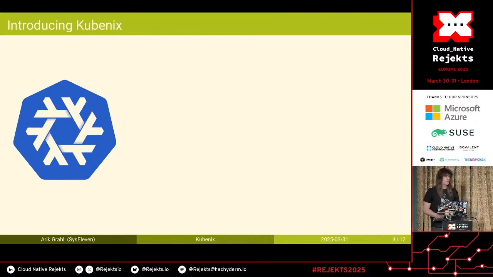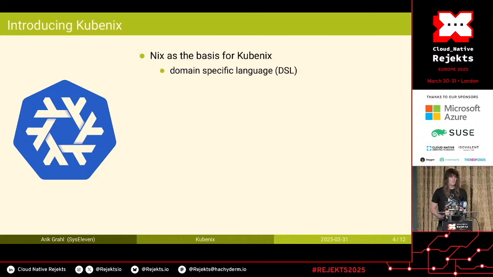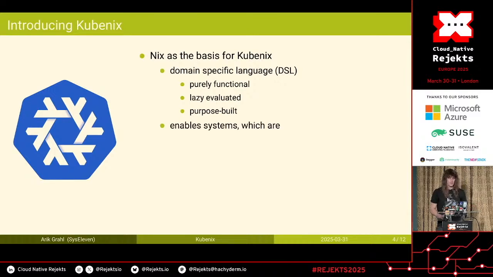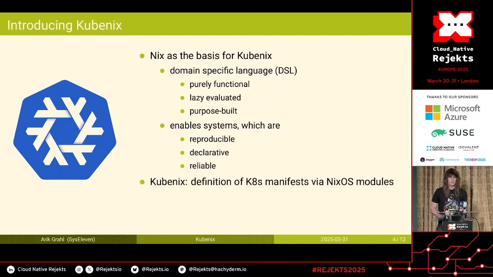So, Kubenix can actually streamline the definition of complex application stacks. Kubenix is built on Nix, which is a domain-specific language. It is a purely functional language, which is lazily evaluated. As a DSL, it is purpose-built, so you would not build a real-world application out of it. Nix as a technology has the claim to enable systems which are reproducible, declarative, and reliable.